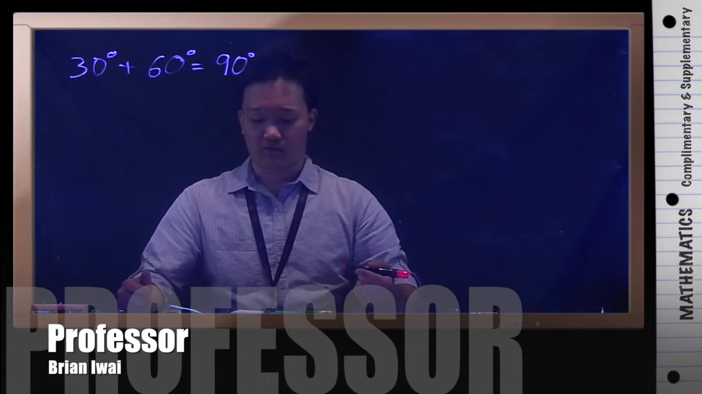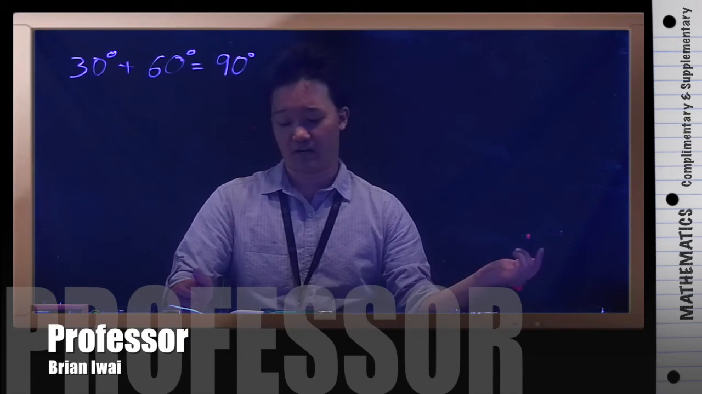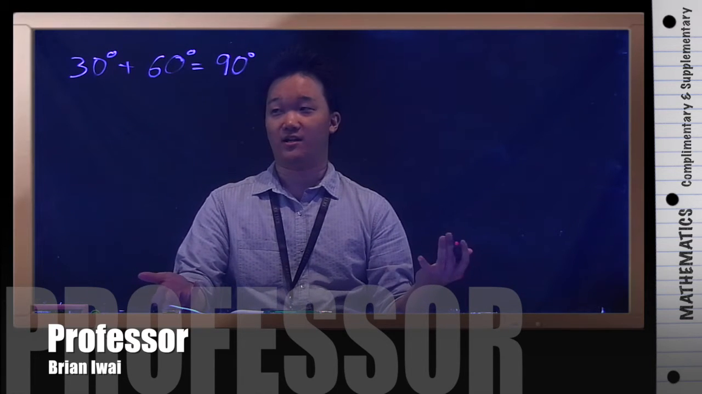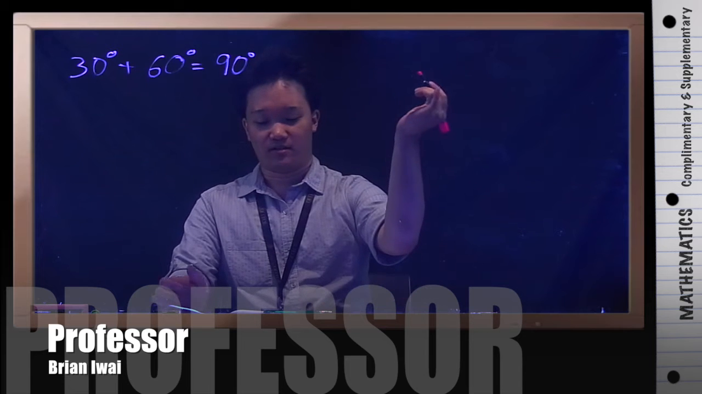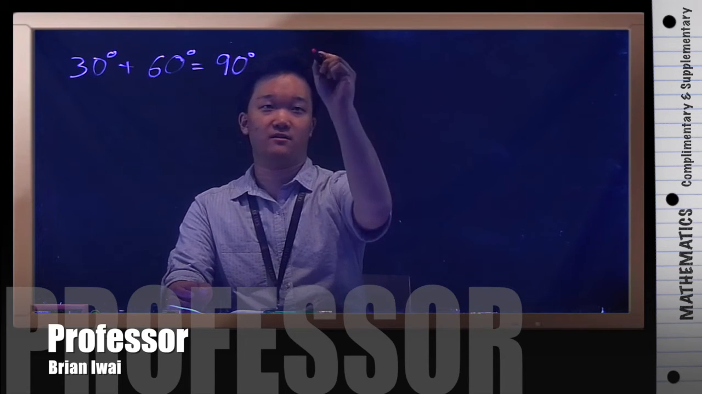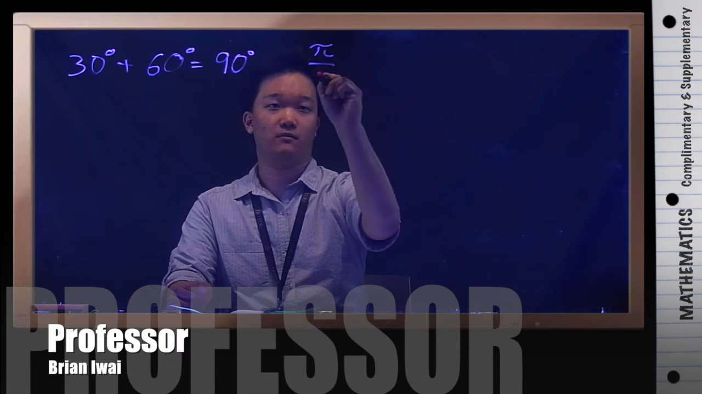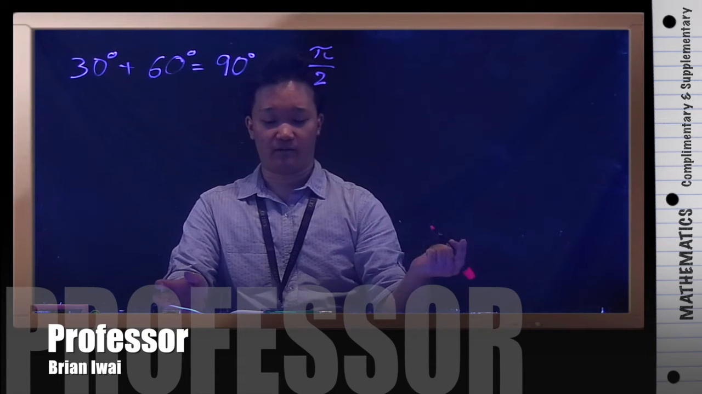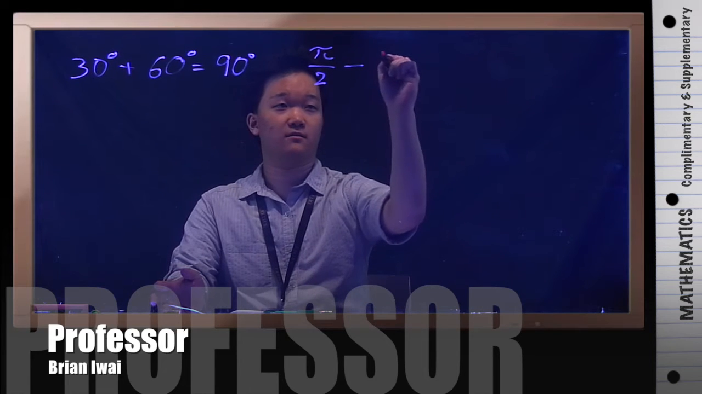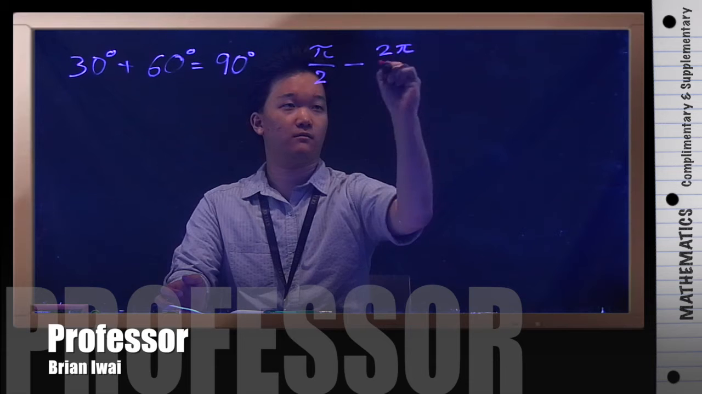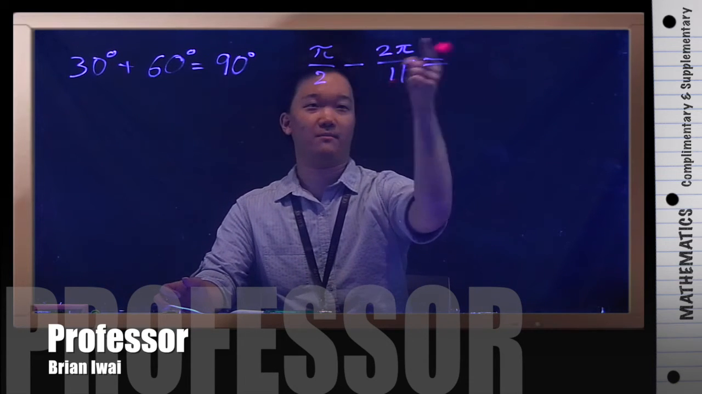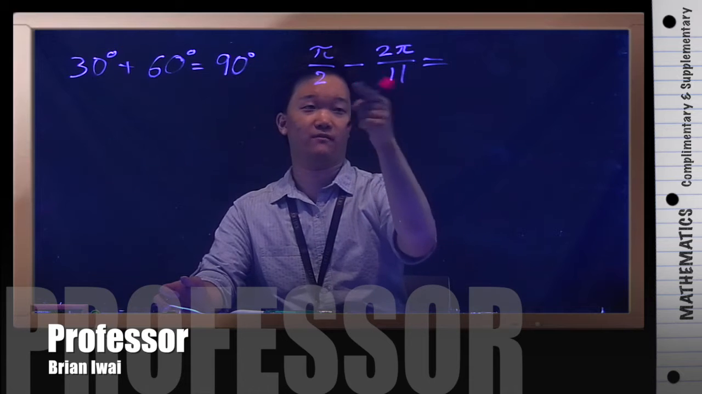So for the first one, the complementary angle to 2π/11, the only difficult thing is it's in radians, but that's okay. We know that 90 degrees in radians is π/2. We want to find the angle complementary to 2π/11, so just subtract 2π/11. We can't just do π minus 2π, 2 minus 11. We've got to find the LCD.